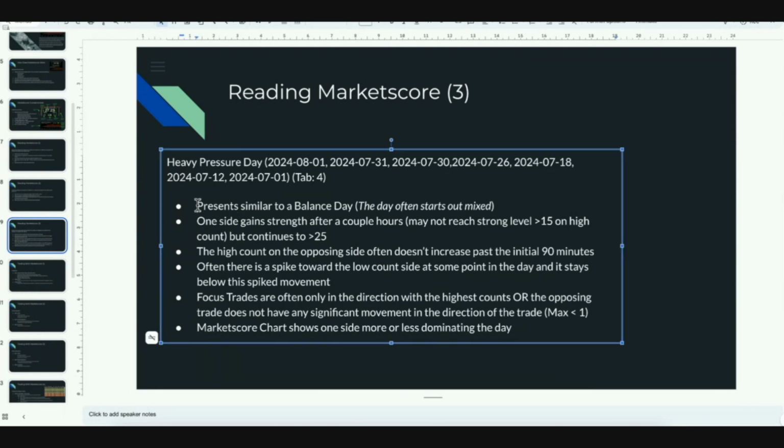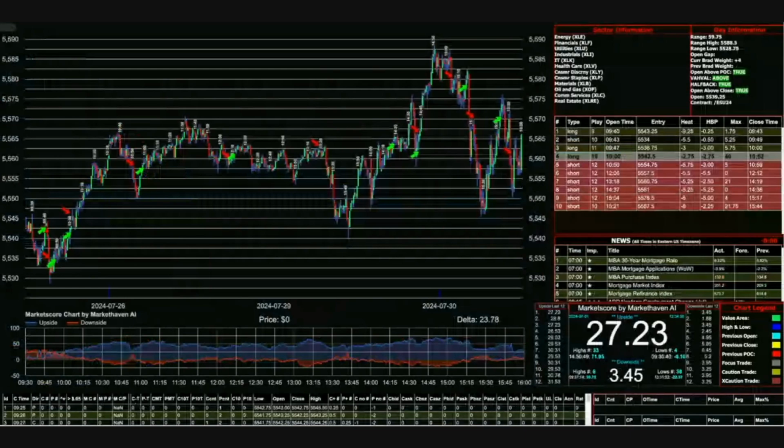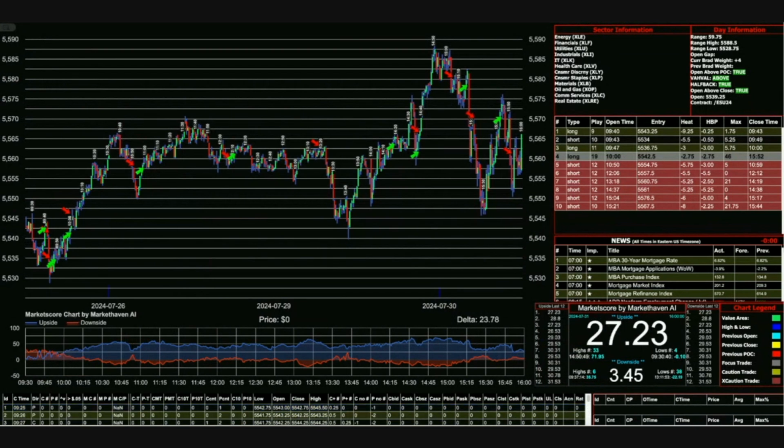It presents similar to a balanced day. The day often starts out mixed. So we're going to go look at a heavy pressure day. You can see this is not necessarily a great example of that. This is. So you can see it basically is starting out looking like it's not really going to show anything. It's showing that it's basically going to be even. You have 5 highs for the upside, 6 highs for the downside, so it's not really showing strength in one direction, and that's by 10 a.m. So you're not really seeing anything significant in one direction or the other.